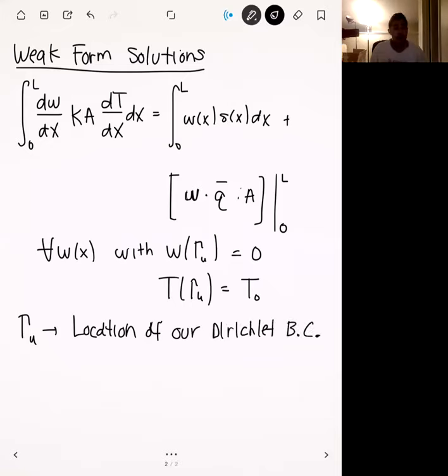And so that's basically whenever we have a temperature supplied, or maybe a displacement supplied, like a fixed support. Remember, at those locations, we have to require both the weighting function as well as the solution function. We have to require the weighting function go to 0 there, and then the solution function has to match whatever the Dirichlet solution is there.